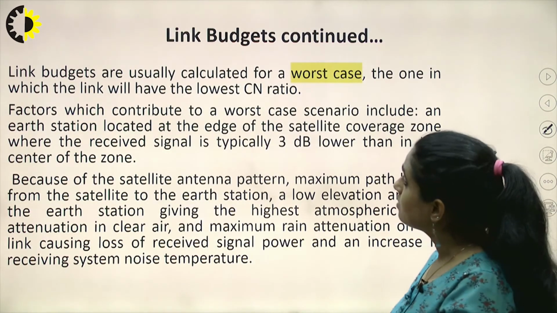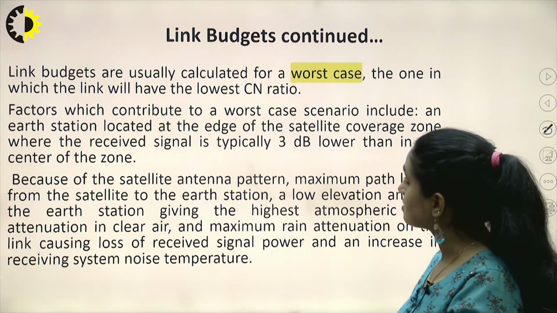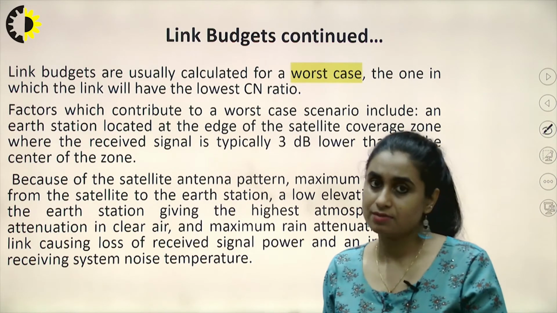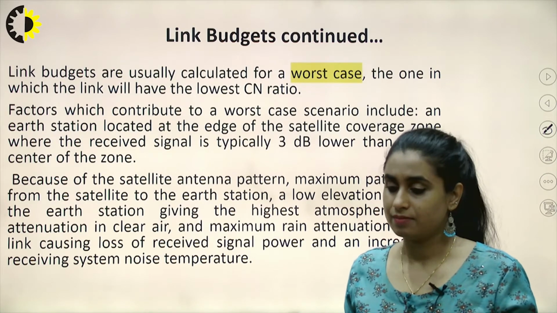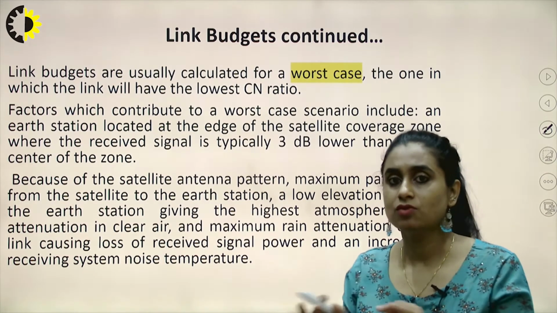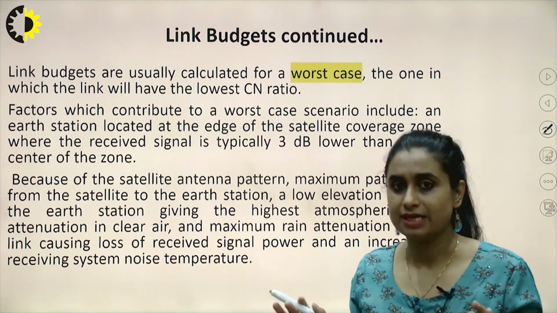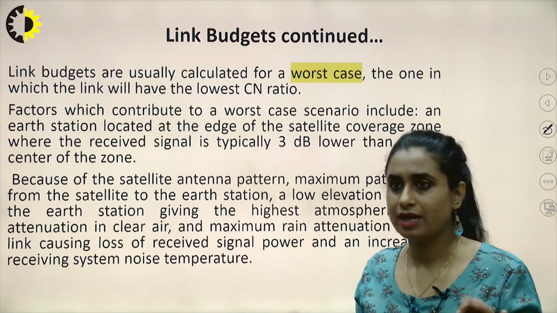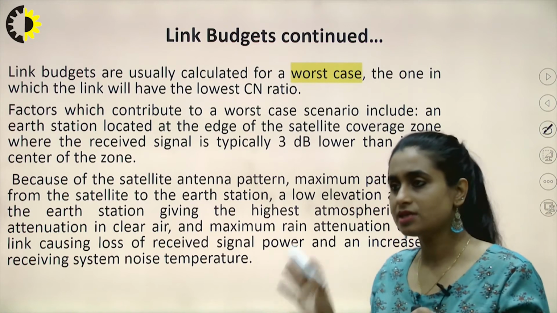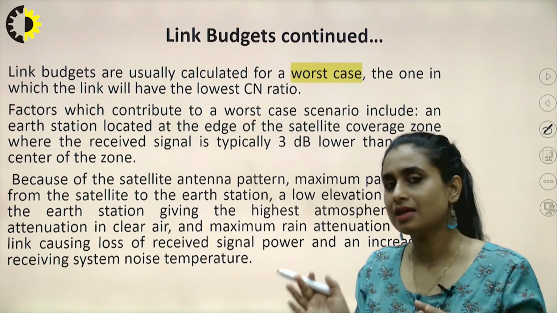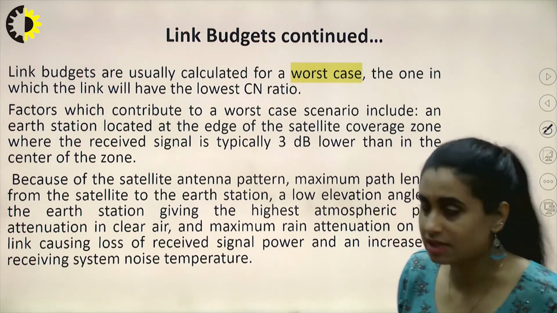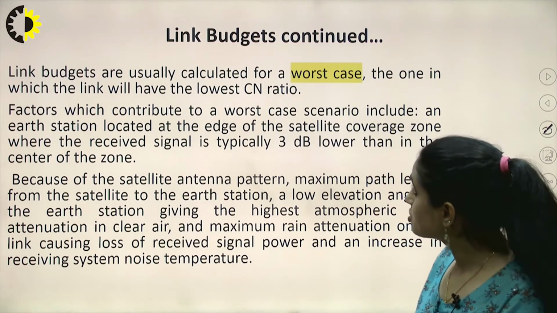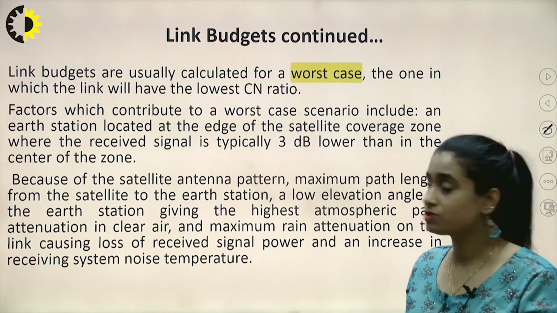Link budgets are usually calculated for a worst case, right? Whenever we come up with some universal final equation, it has to be calculated keeping in mind the worst possibilities, right? Too much noise, rain, considering all those things we come up with an equation, and that is required, because we have to be prepared for worst case scenarios as well. The one in which the link will have the lowest C/N ratio, true.